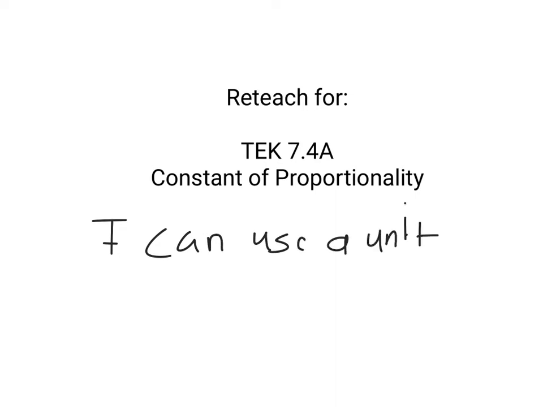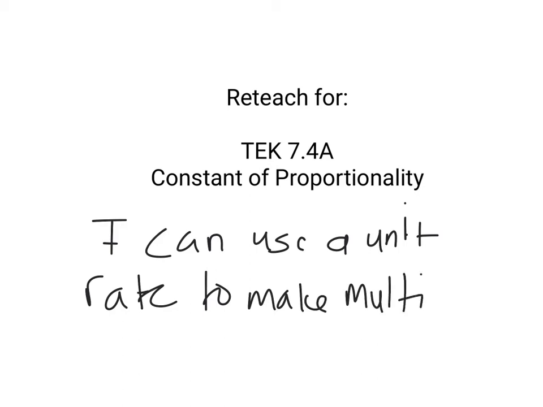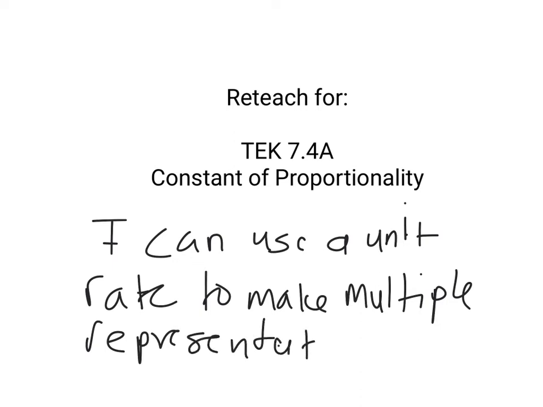This is your reteach for your retest for TEK 7.4a, constant of proportionality. And your learning target is that I can use a unit rate to make multiple representations. Basically what I mean by that is, if I give you something in a verbal, can you create a table from it, and then can you make a graph from it? So we're going to be looking at some examples of that.